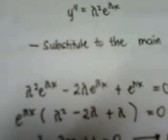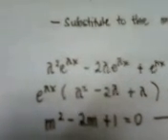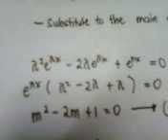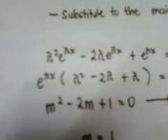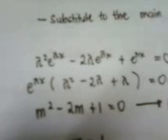So we have this equation. Looking for the roots, we have m squared minus 2m plus 1 is equal to 0, which is just equal to m minus 1 squared is equal to 0. So we can use the quadratic formula, the quadratic equation to solve this. So we have m is equal to 1.